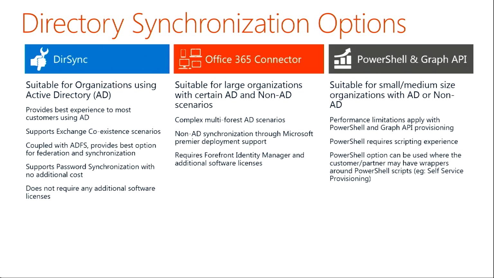Now, we have three options up on the board here. To the left, we have DirSync. In the middle, we've got the Office 365 connector. And to the right, we've got PowerShell and Graph API. The left-hand approach, DirSync, is really a cookie-cutter approach that will do most of what you need to do or you will be doing right at the start of your deployments. It does provide the best experience to most customers using AD, but it may not be suitable for some situations.